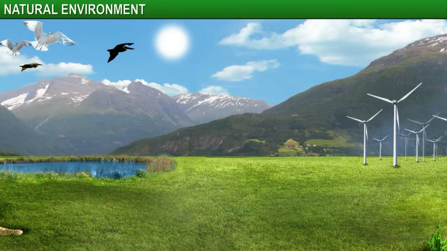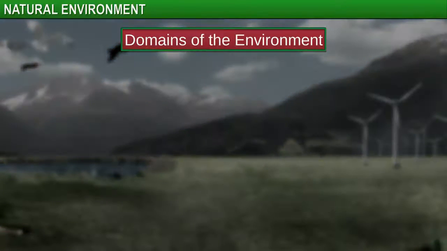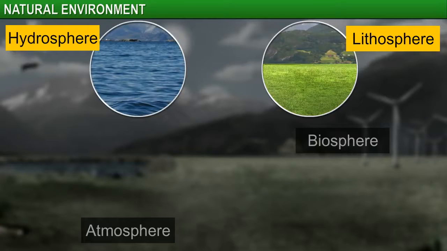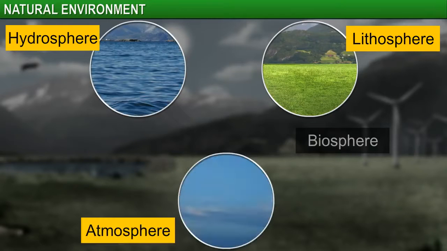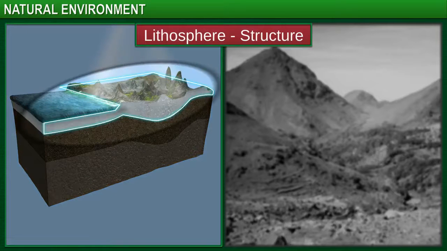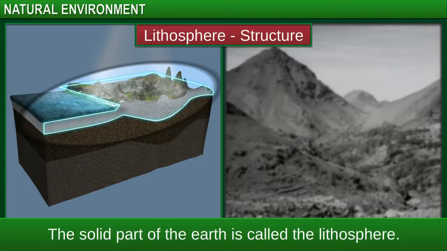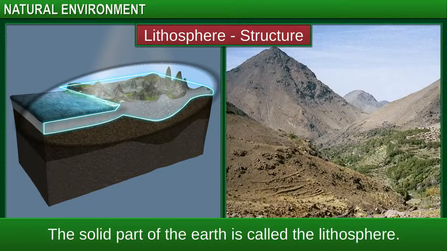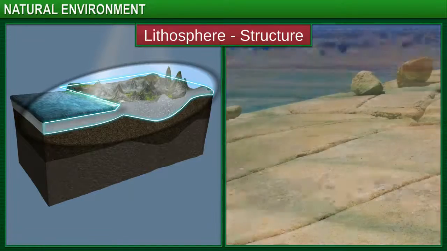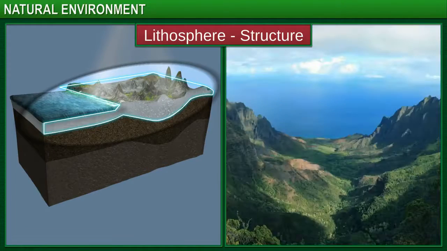Let us now take a close look at the 4 domains of the environment: the lithosphere, the hydrosphere, the atmosphere, and the biosphere. The solid part of the Earth forms the lithosphere. It consists of various landforms like mountains, plateaus, plains, and valleys. It is, therefore, uneven in nature.